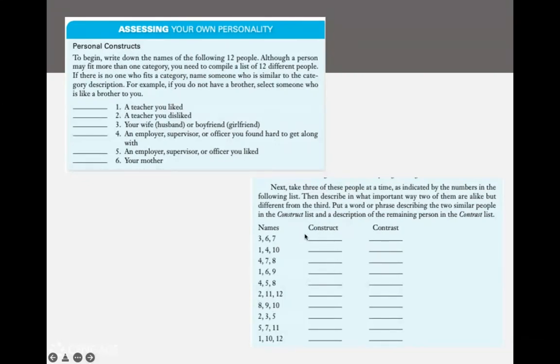So let's say a teacher you liked, a teacher you disliked, right? 6, 7. So let's say the person you liked, the person you didn't like, they all had something in common, which is they were all caring, they were all sensitive. So there you discovered a construct you used to evaluate the people you like. That's your construct. That's how you perceive the world, through that construct. And then the contrast would be, okay, so you like all these people because they're sensitive, sweet. So the contrast is you don't like people who are insensitive and not sweet. So that's how you can actually discover your own constructs through which you perceive the world.